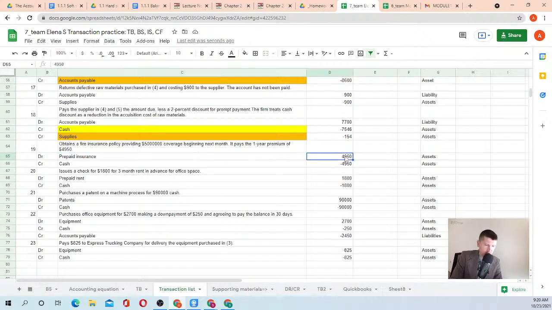Prepaid insurance, that's an asset. We can get future economic benefits from it. So it's a debit and cash is a credit.